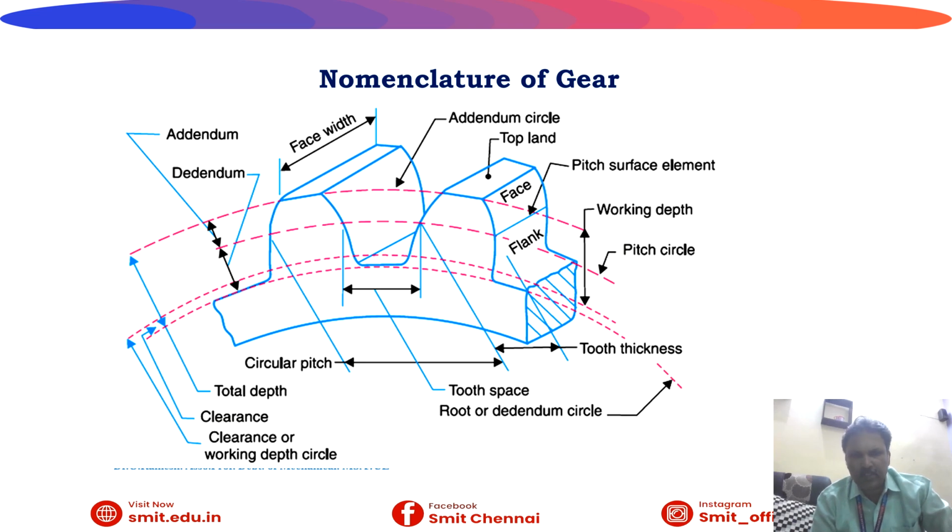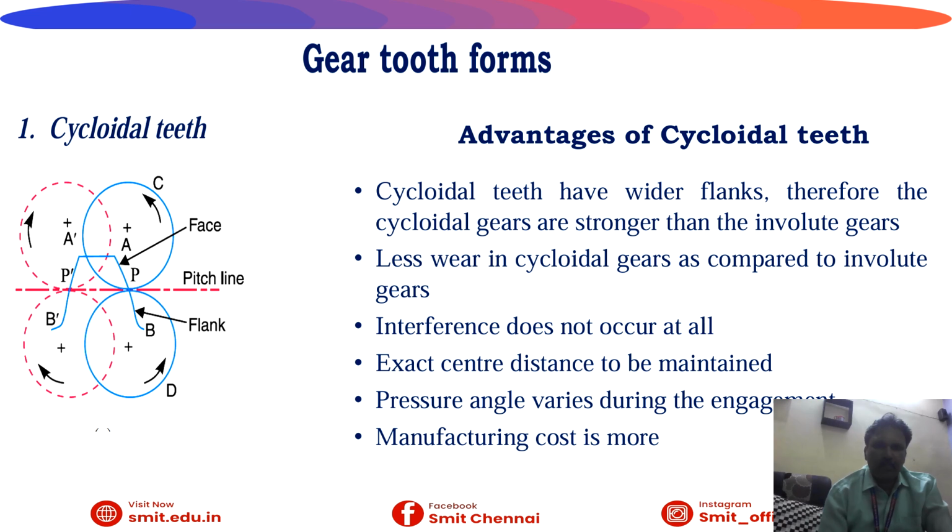Face, as you know, is the front part where the gears mesh with each other, that is called the face portion. Top land is the topmost surface. So these are the various important terms used in gear nomenclature.